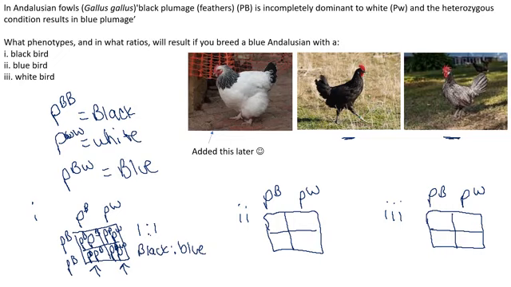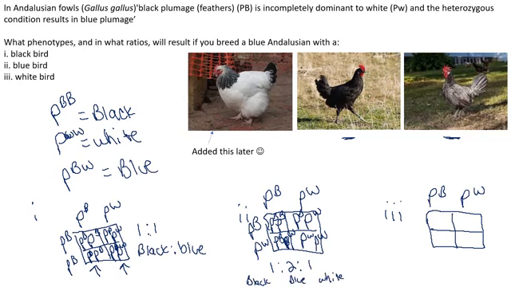Now let's go ahead and look at the cross with another blue one. PW, and then we've got... Okay, now basically we have 1 black to 2 heterozygotes, which will be blue, and then 1 white. So it's a 1-to-2-to-1 ratio, so this would be black, blue, white.